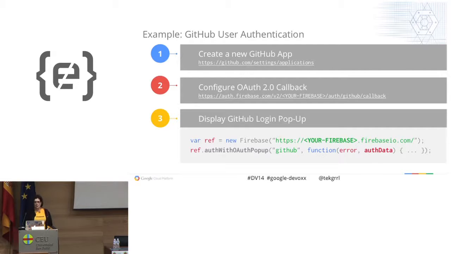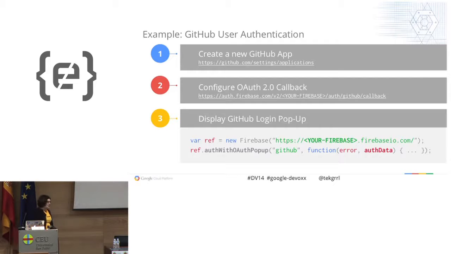And the callback will be auth.firebase.com/v2, your Firebase name, /auth/github/callback. And there's a field in the GitHub dialog box that will allow you to put that in. That will be called whenever an authentication event occurs.